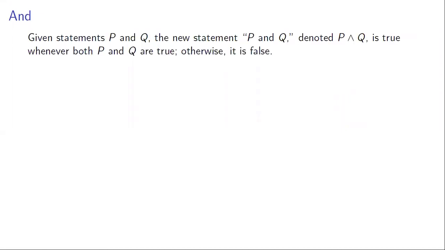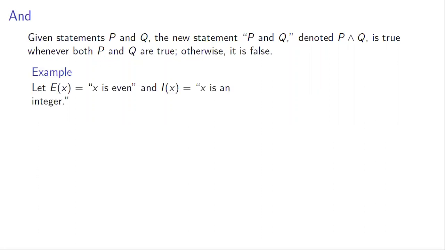Given statements P and Q, two statements there, the new statement P and Q, which is denoted like this, is true whenever both P and Q are true. Otherwise, it is false. Here's an example. Suppose that E of X is the open sentence that X is even, and I of X stands for X is an integer. So here's an example using and.